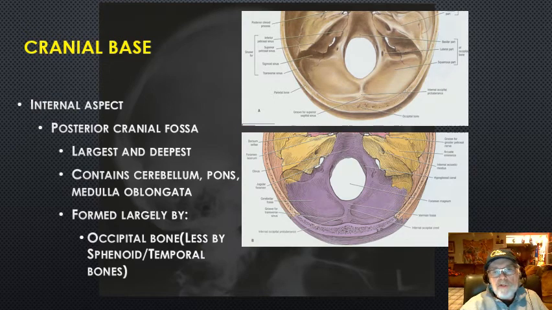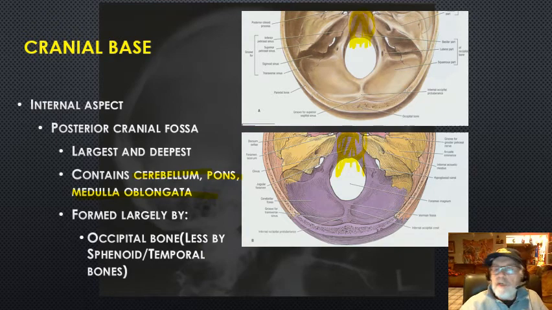Posterior cranial fossa. The posterior cranial fossa is the biggest and it's the deepest, okay? And because it contains the cerebellum is that big, large, bumpy thing on the back. Also the pons and the medulla oblongata, which are part of the brainstem. They fit in this area right here. This area right here, I mentioned before, is called the clivus. It's a ramp, and the brainstem sits right on that ramp, right in there inside the skull.